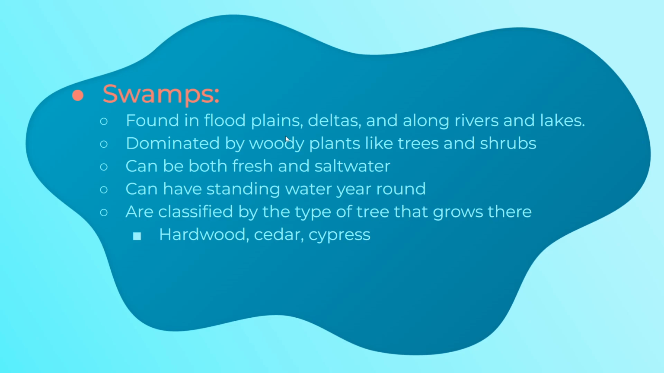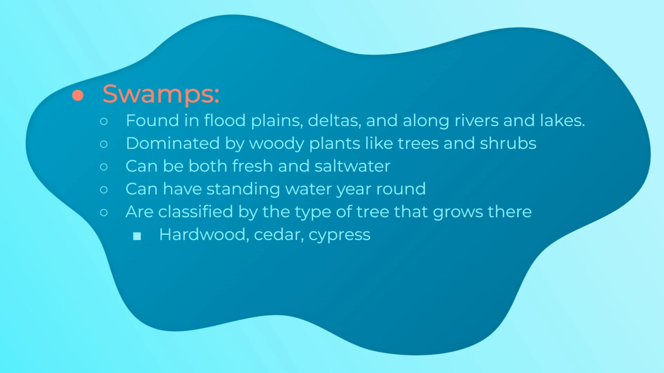Wetlands are a really diverse and productive biome. We have 3 examples of different types of freshwater wetlands, and we'll talk about how plants in each habitat are uniquely suited to these conditions. Swamps are our first example of wetlands that are found in floodplains, deltas, and along rivers and lakes. They are also dominated by woody plants like trees and shrubs and can contain both fresh and salt water based on how close to an ocean they are found.